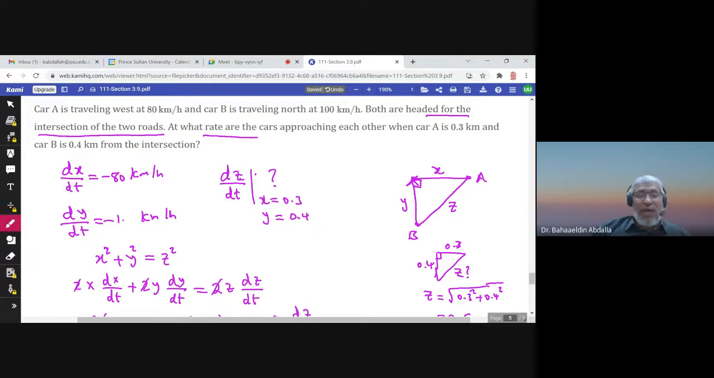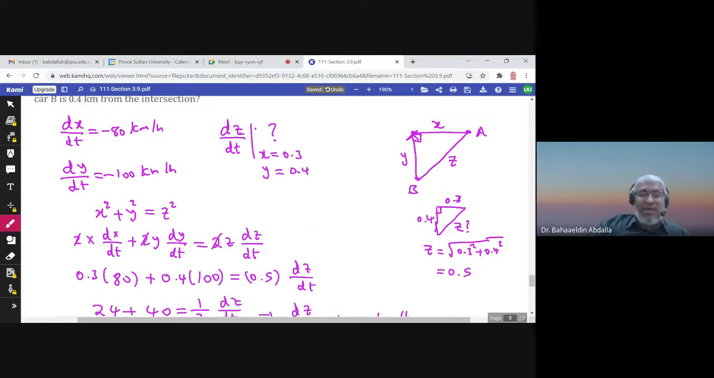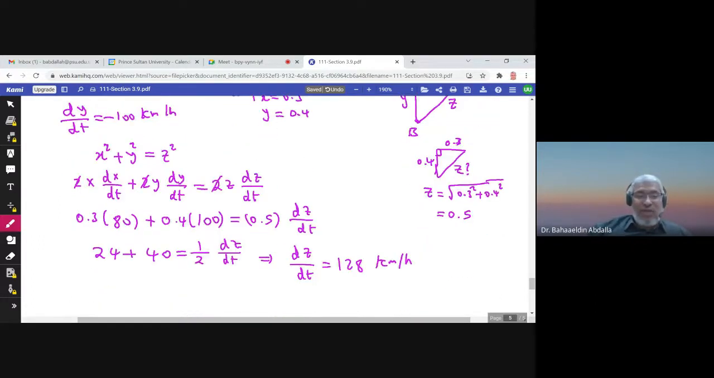And y is also decreasing because car B is moving towards the intersection. So y is decreasing, it should be negative 100. X is decreasing, it should be negative 80. So here, this should be negative 80 and this should be negative 100. So this is negative 24 and this is negative 40.